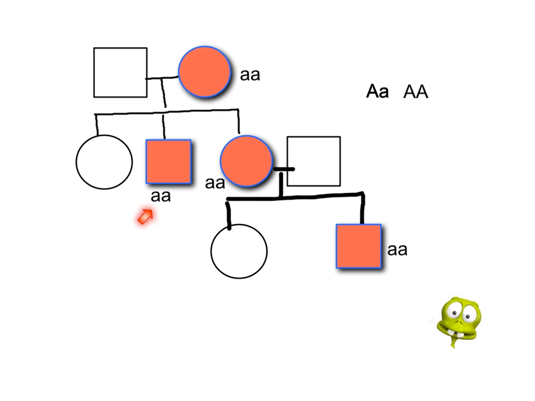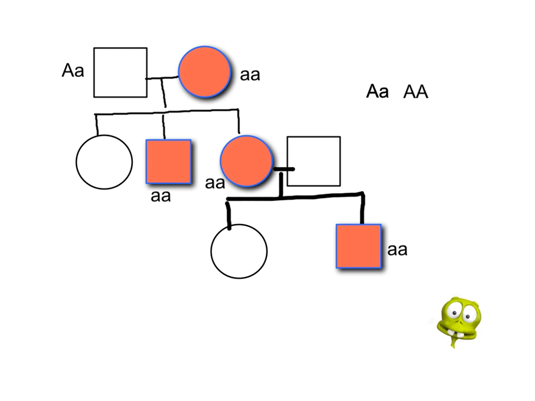Bob's son and one of Bob's daughters are little a, little a. They have to get a little a from both parents. So one has to come from mom, but one has to come from dad. So Bob must have a little a. We know he has a big A because he has no antenna. So Bob has to be big A, little a.